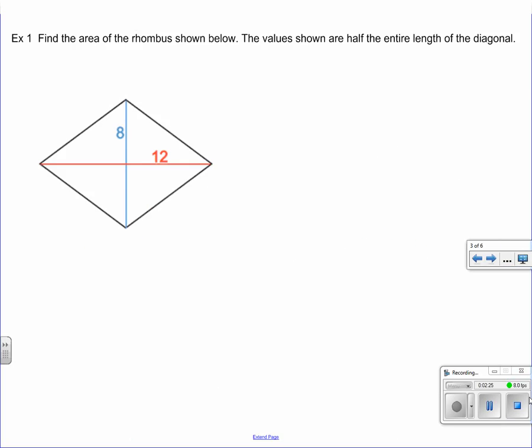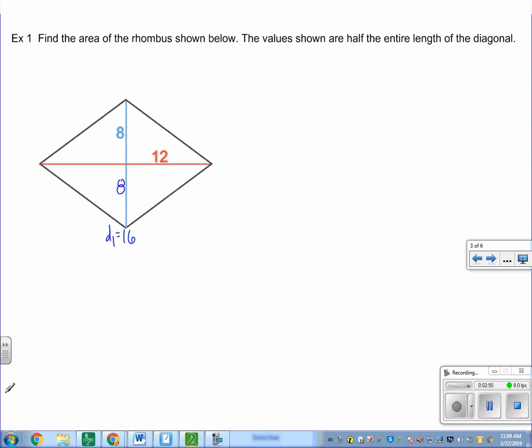All right, so let's do an example together. Find the area of the rhombus shown below. The values shown are half the entire length of the diagonal. So what it's saying is from here to there, it's 8, but we want the whole diagonal. So this is also 8, which means this blue diagonal is how much total? 16, right? We'll call this D1, since it's the first diagonal we're working with.